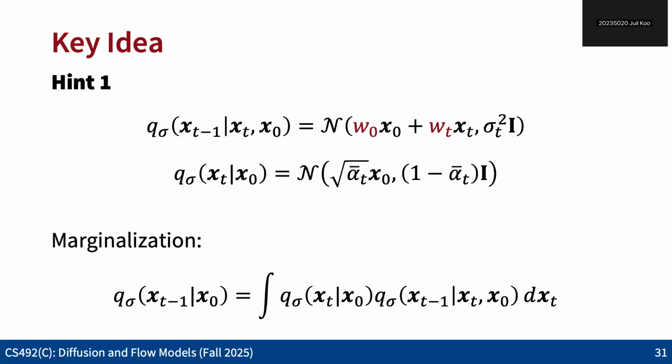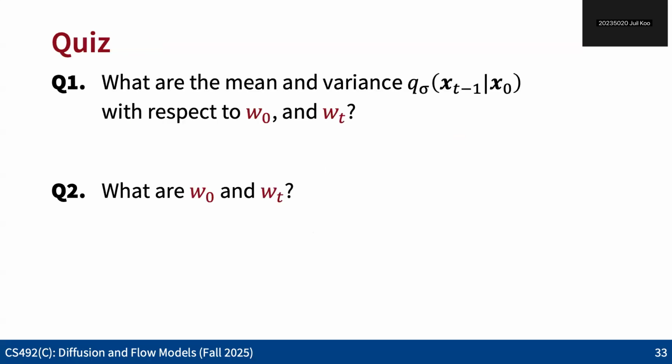So the question is that we know the prior and the marginal here. Now we want to define the likelihood, especially while assuming that this mean function is the linear combination of these two, by simply finding the coefficients. Make sense? So let's try this. The first thing that you need to do is: what would be the mean and the variance of this conditional distribution with respect to the W0 and the WT? And based on that, can you also derive the W0 and the WT? So this is the quiz.